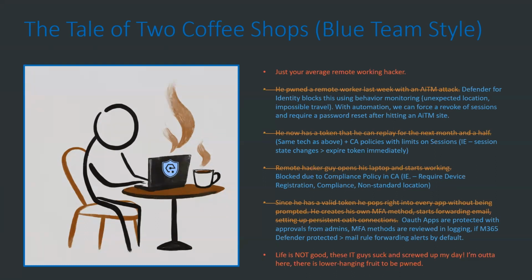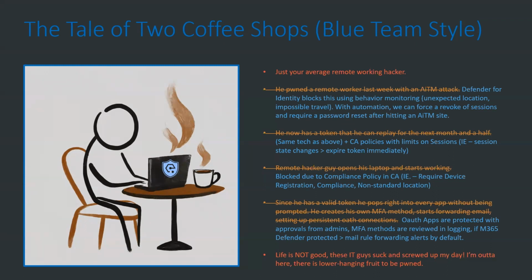So a CA policy with limits on the session and its changing state can completely disable the token the minute that state changes. So when Bob left his house or the office and went to the coffee shop, his token's now dead. So that's one big benefit. Now, let's assume they get past that one. If we have any requirements in our CA policy for a device registration or a requirement for them to be hybrid joined to your Entra tenant, or even just coming from a non-standard location, it would be blocked.